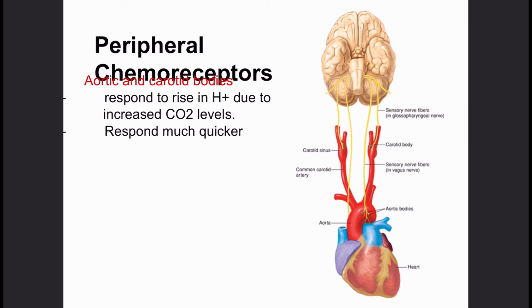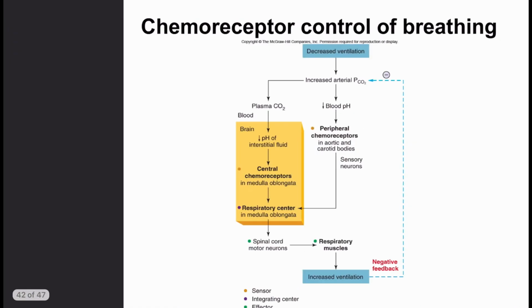So aortic and carotid bodies, which again are on our aorta and around our common carotid arteries, are actually going to respond to hydrogen ions because of those increased carbon dioxide levels. So these respond much faster than the chemoreceptors within the medulla and cause a change in ventilation a lot quicker than the other mechanism.